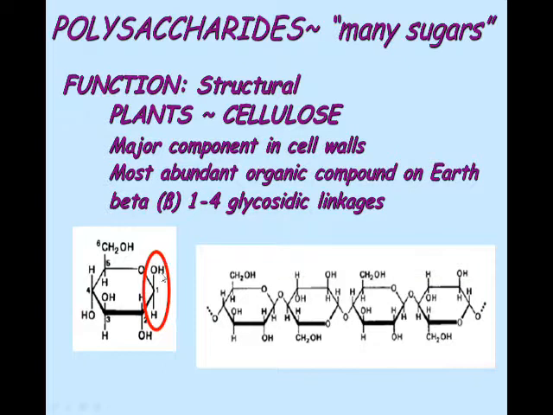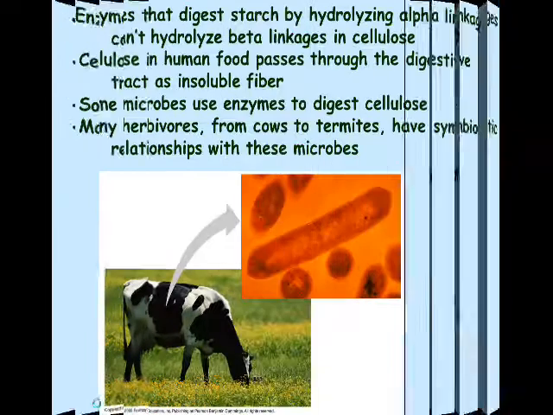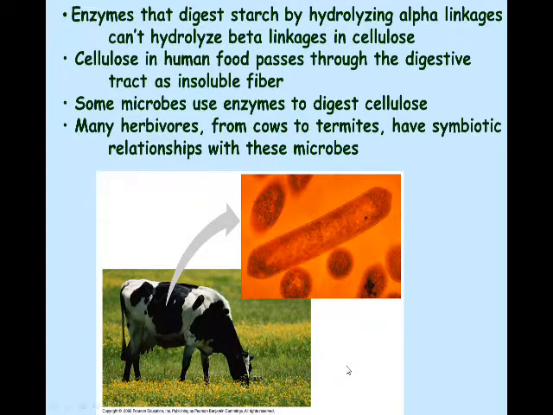Notice now we're going to use the beta form of glucose to make cellulose. Because it is beta, the OH sticks up, so it goes together in a little different way. And notice every other bond is upside down, up and down, up and down. It takes different enzymes to make that happen, and different enzymes to break it apart. The enzymes that digest starch by breaking the alpha linkages don't work to break the beta linkages in cellulose. When we eat plants with cellulose in them, it basically passes through, we can't digest it. We talk about it as fiber in our diet.